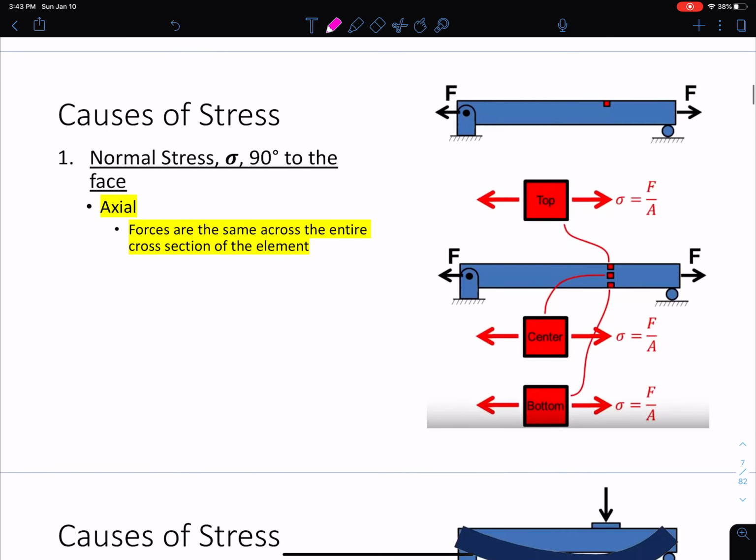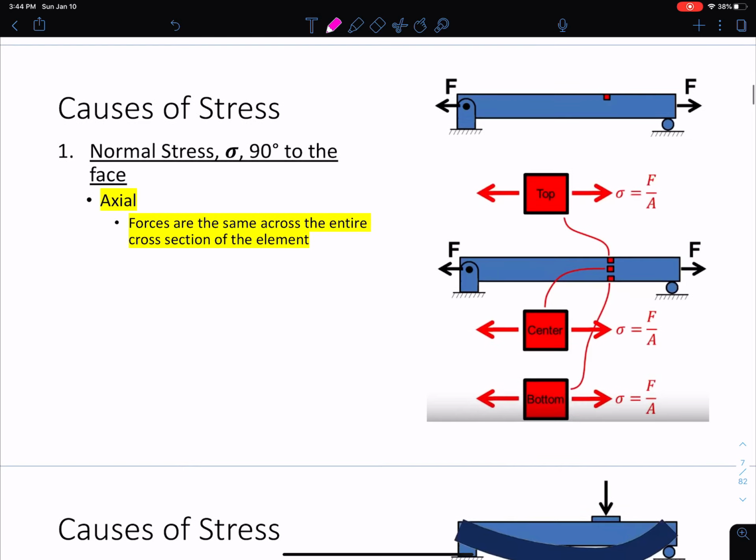So the first cause of stress, we have axial. Right, so I drew this in the form of a column. Right here, now it's drawn in the form of a beam, where we have a beam being pulled from both sides by a force F. So of course, our sigma is going to be force divided by area. And it doesn't matter at what point we're looking at along the cross-section of the element, we have the same force divided by cross-sectional area, regardless of where we're looking at that on the member. Okay, it's constant along the entire cross-section of the element.